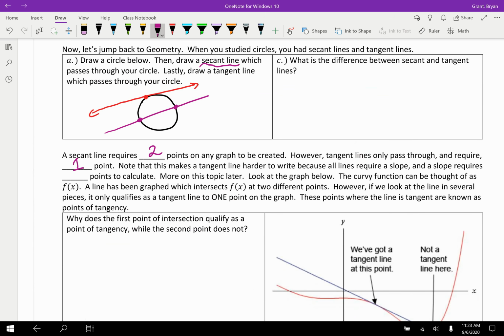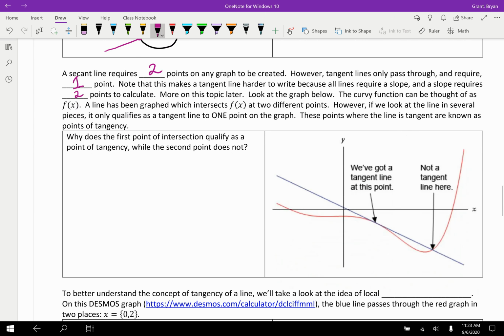But that makes a tangent line a lot harder to write the equation of, because all lines require a slope, and a slope requires 2 points. So if someone was to give you, here's 1 point, I want you to write the tangent line through that 1 point, you're like, well, wait, I need a slope. How do I find the slope? And we're going to do more on that later on. So for now, though, let's look at the graph below. We're going to think of that curvy function as f of x. I'm going to go ahead and label that in red. This is f of x down here.